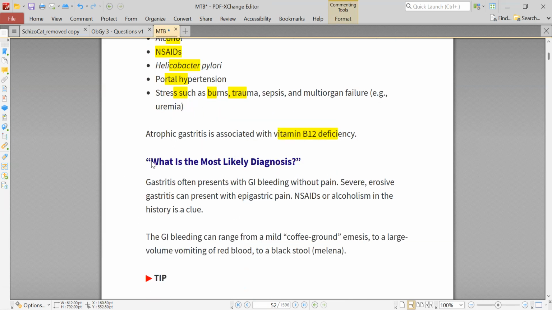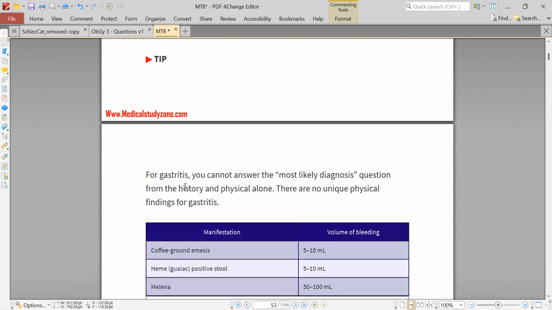Severe erosive gastritis can present with epigastric pain, and alcoholism is likely to occur here. GI bleeding can be coffee ground emesis, a large vomiting with red blood, or melena. For gastritis, you cannot answer the most likely diagnosis question with the history and physical alone.